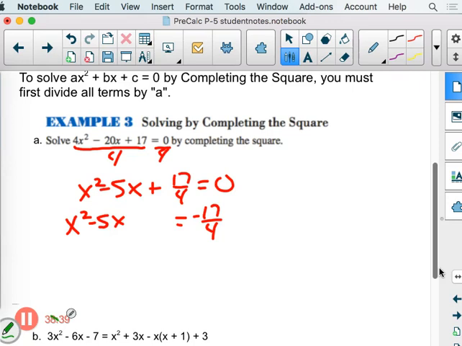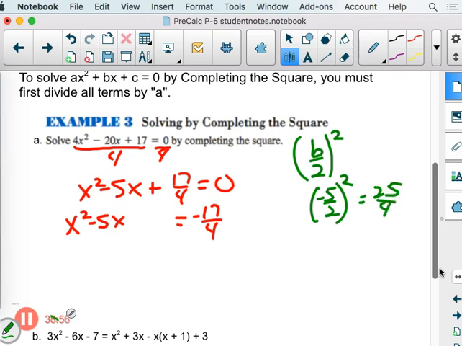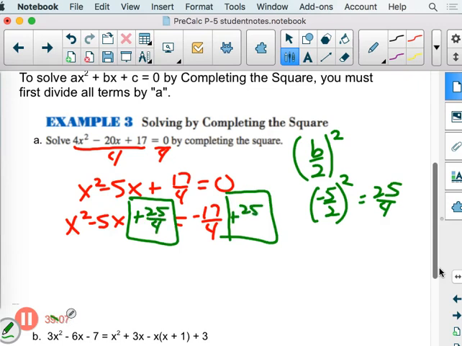So the next step is, that's our little b over 2 squared. So I realize it's ax squared plus bx, and I need b over 2 squared. So that's going to be negative 5/2 squared. Well, that's pure division. You can go ahead and distribute that power of 2. So that'll be 25/4. But what I do to one side, I have to do the other. That is still a basic algebraic principle right there.